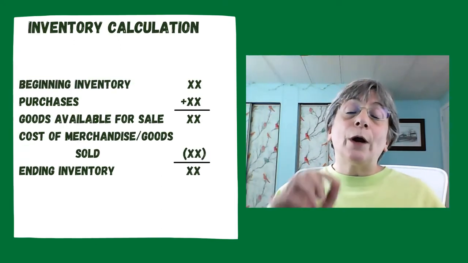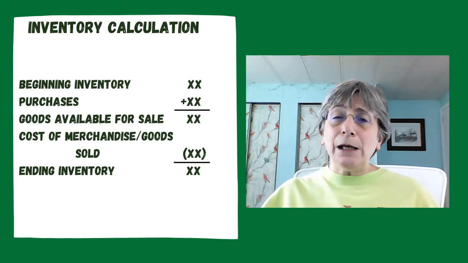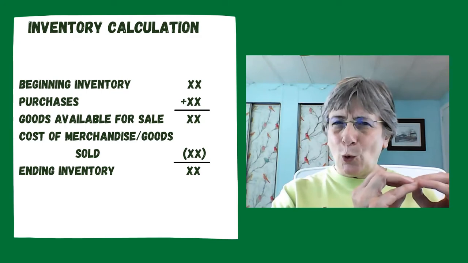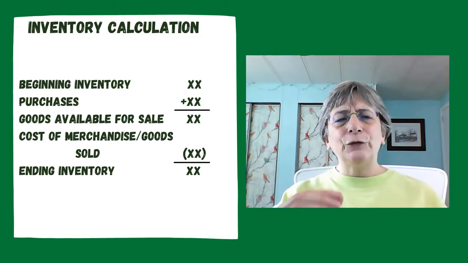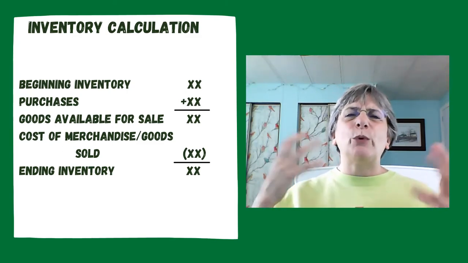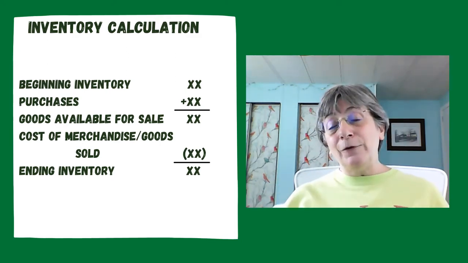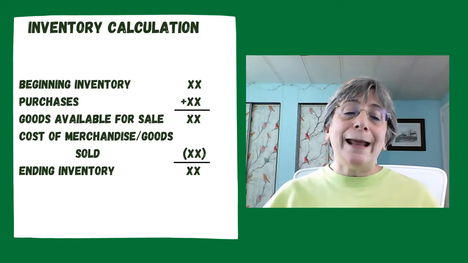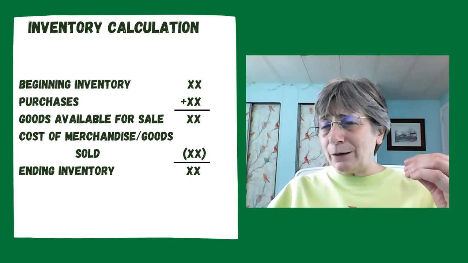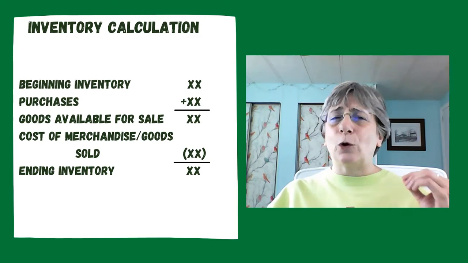So here's the way that we do our inventory calculation under periodic inventory. We have our beginning inventory. We add to that our purchases, which are all going into that purchases holding account. We add those two together and it gives us the goods available for sale. This is what we can actually sell. This is what we physically have in the building that we can sell. And then when we go do our physical inventory count, we're going to know what our ending inventory number is. And then we're going to take the goods available for sale minus our ending inventory, and that's going to give us our cost of merchandise or cost of goods sold.